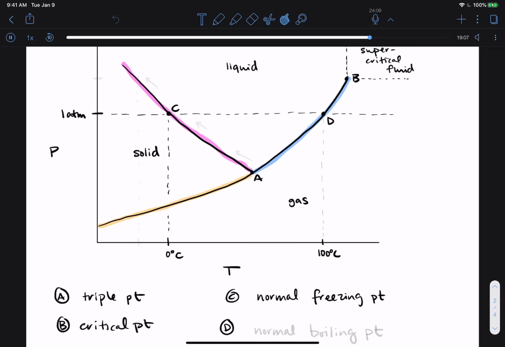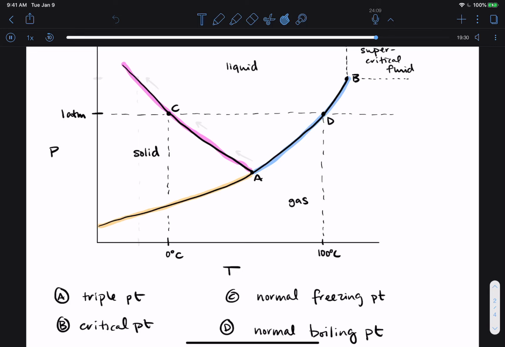At point D, it's at 1 atmosphere. If I check that on the x-axis, that's 100 degrees. This is my normal boiling point. So this is the phase diagram for water.